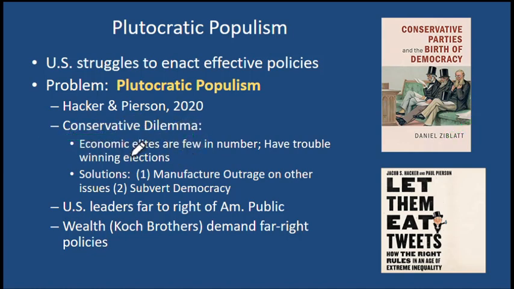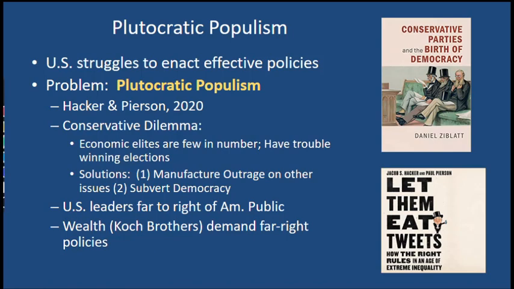And the basic dilemma is, in a democracy, you're going to have very few economic elites because they're just the very wealthy. So they have trouble winning elections if they're operating in a democracy. So the solution is they can either manufacture outrage on other issues or they can try to subvert democracy. So in the U.S., another way of saying this is what's happened now, the leaders in the Republican Party are far to the right of the American public on a number of issues like taxes and health care and gun rights and all that kind of stuff. But what's happened is the wealth, the plutocracy, has really demanded these far right policies.